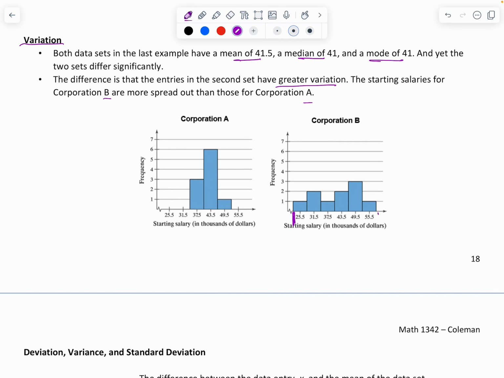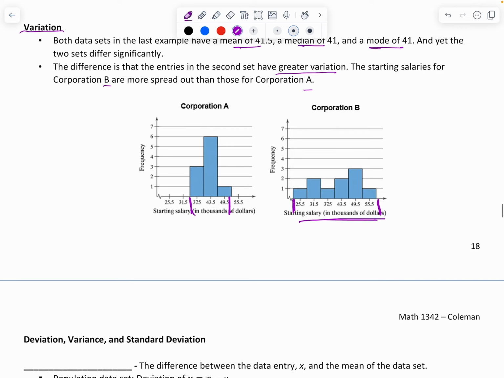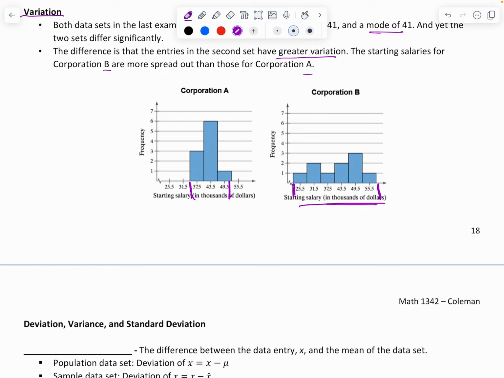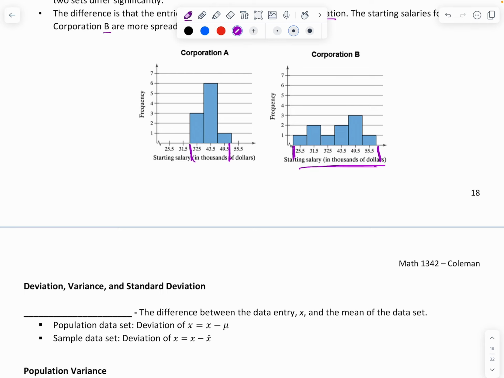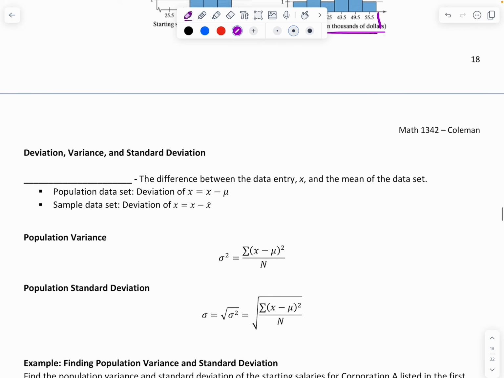So again, the spread from the least to the most is much more spread out, where here they're closer in, they're tighter together. Okay. So what does this tell you? We have to be careful if all we're going to do is the mean, median, and the mode. Mean, median, and mode do not tell the whole story. That's why variation becomes very important.